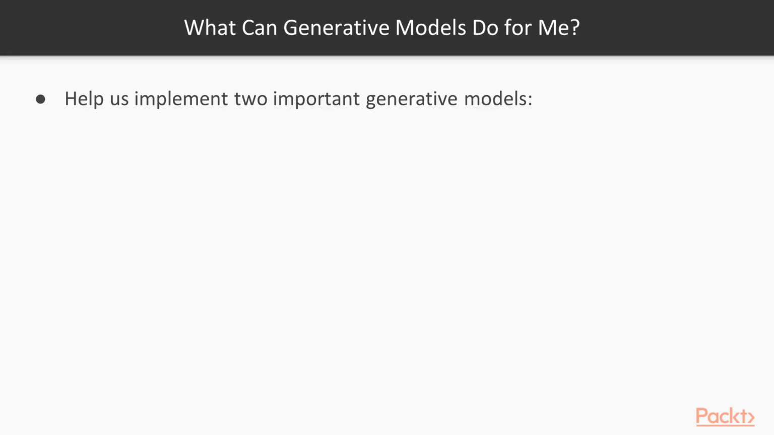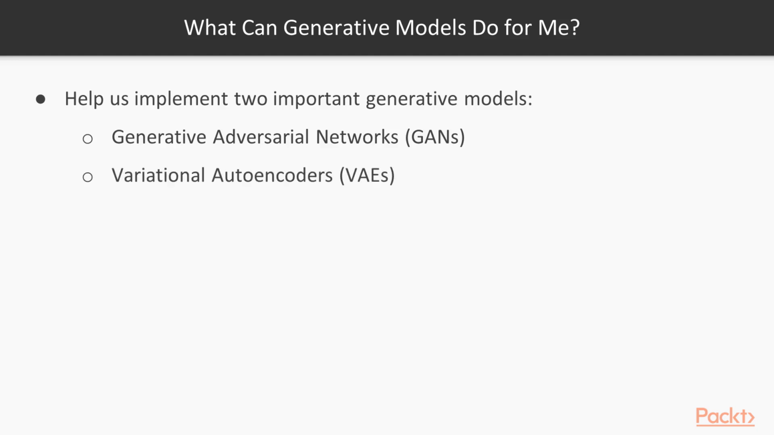So we're going to look at how to implement two important generative models. We're going to look at generative adversarial networks, GANs, and these are very well known, very powerful neural network models. They're also notorious for use cases such as deep fakes. The second sort of model we'll look at is variational autoencoders.